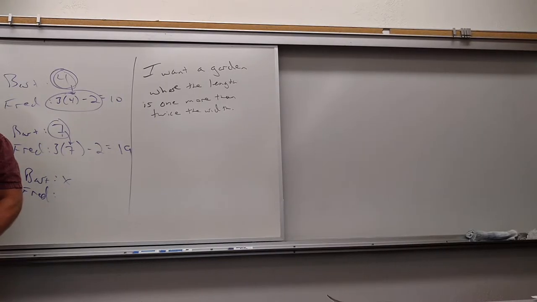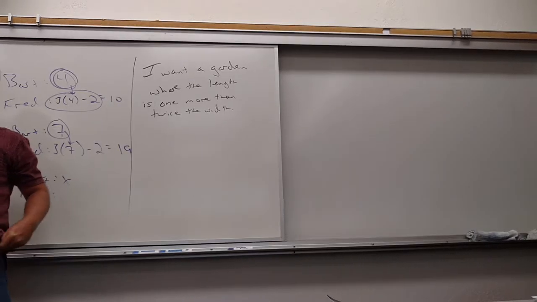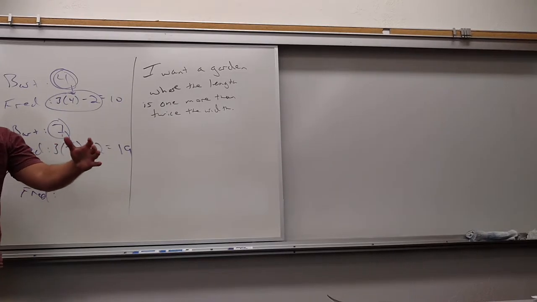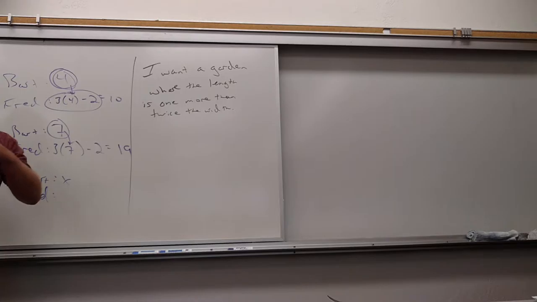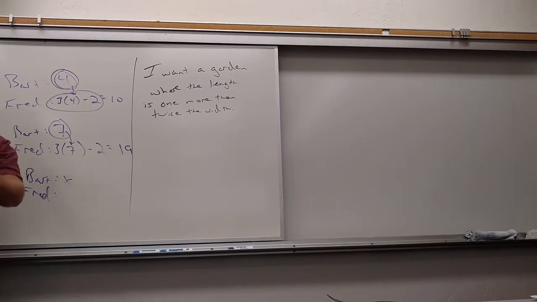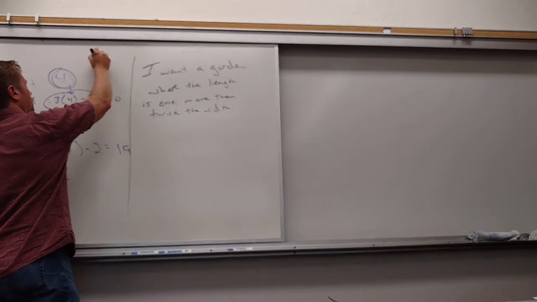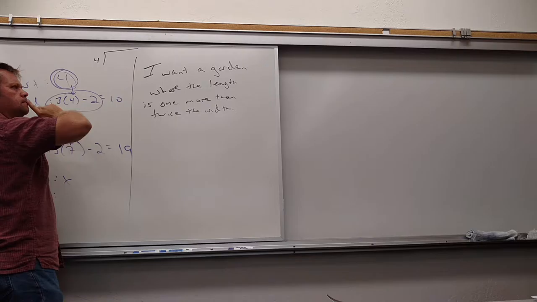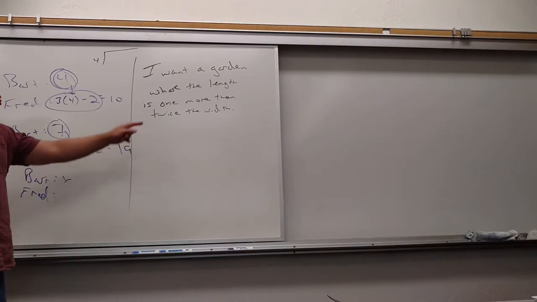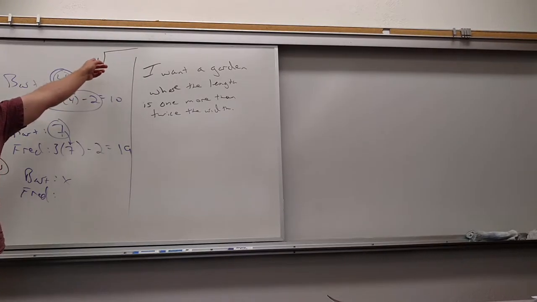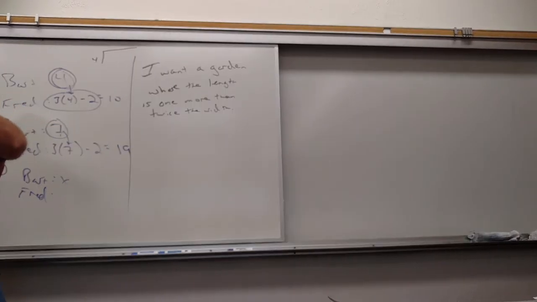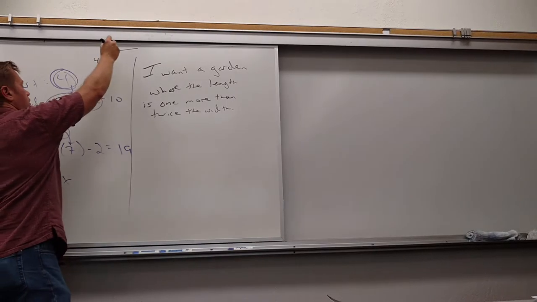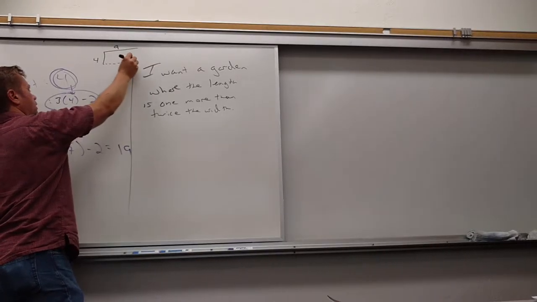For some reason, this is my belief system. I have to set my garden up so the length is one more than twice the width. So whatever the width is, the length is going to be one more than that. So if the width was 4, what would the length be? It's one more than twice the width. So if the width was 4, the length would be 9. I like it. Right?